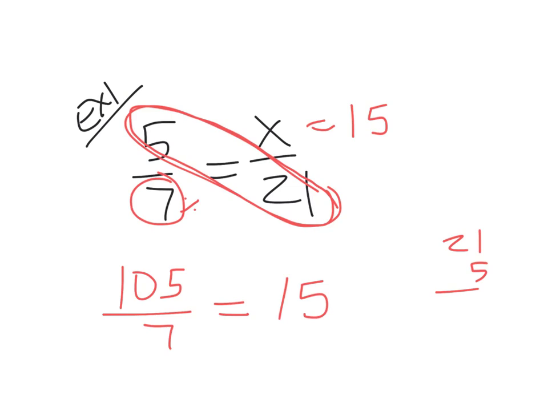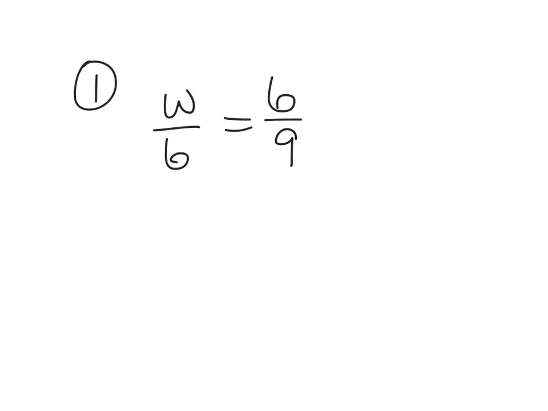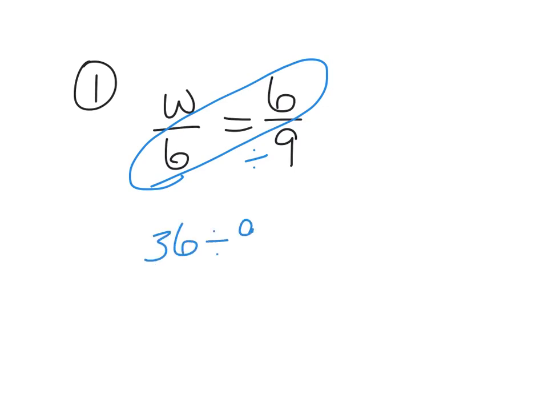Any questions on how to do that? Let's do number 1 on your own. Grab your piece of paper. Okay, so my variable, my letter W, is in a different location. Can I still do cross products? Yeah. I'm going to do 6 times 6 and divide it by 9. What's 6 times 6? 36. And then divide that by 9, what do you get? 4. So W equals 4.